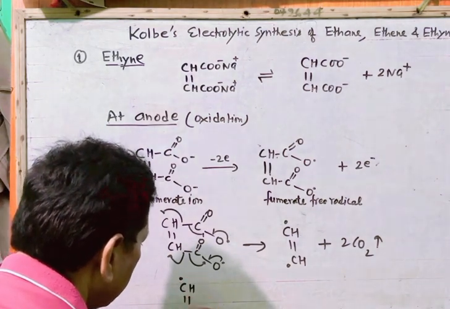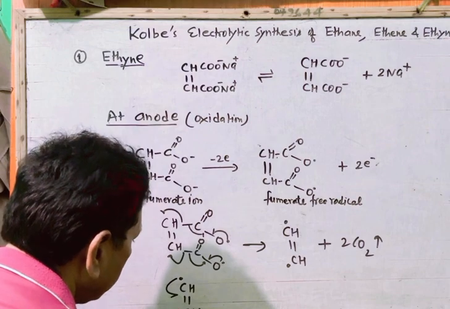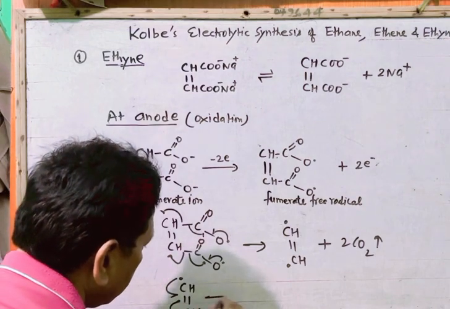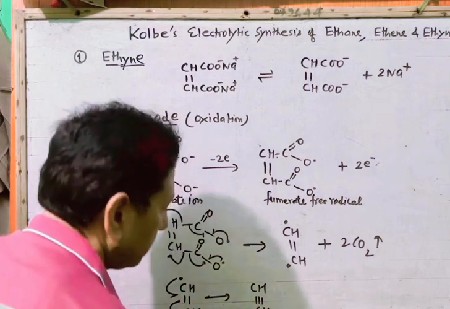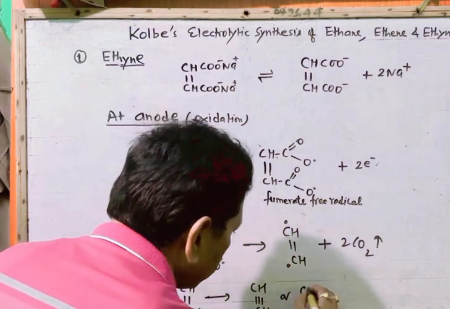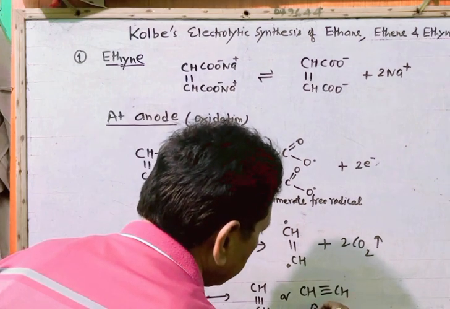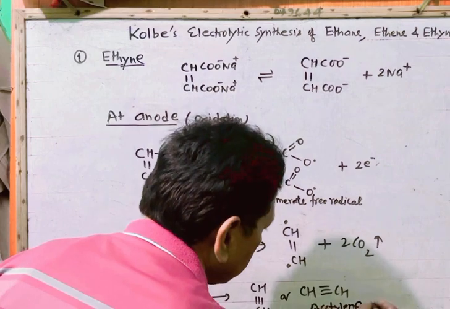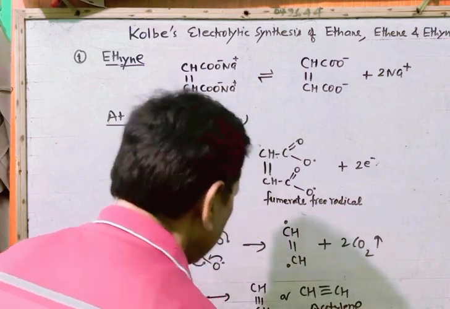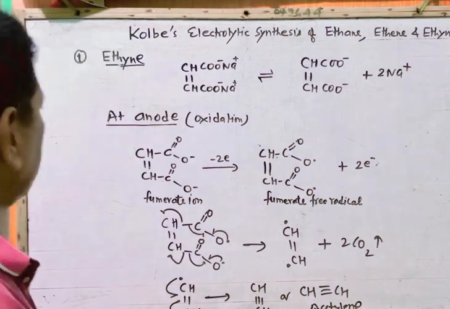And in the last step, this free radical: this electron comes here, this here, and we get ethyne, which is acetylene. We can write this acetylene like this. This ethyne is synthesized at the anode terminal.